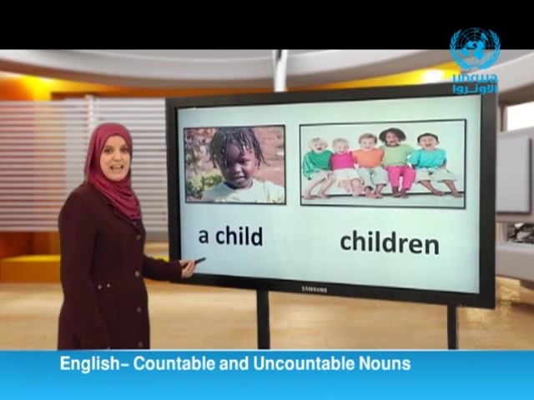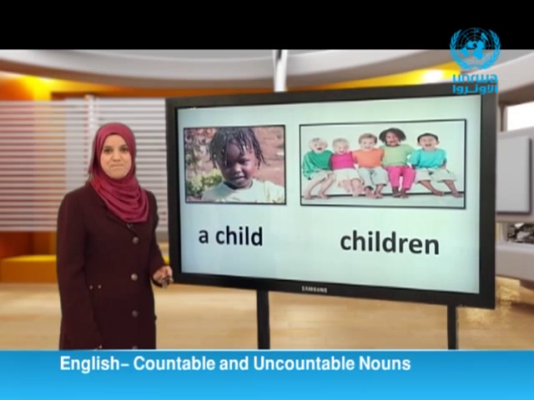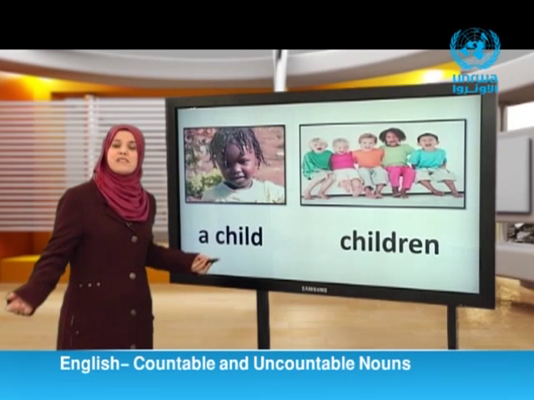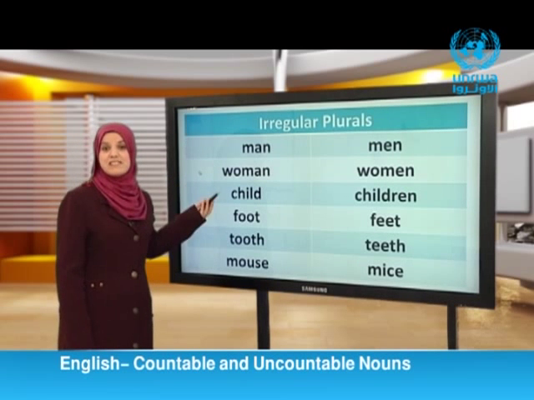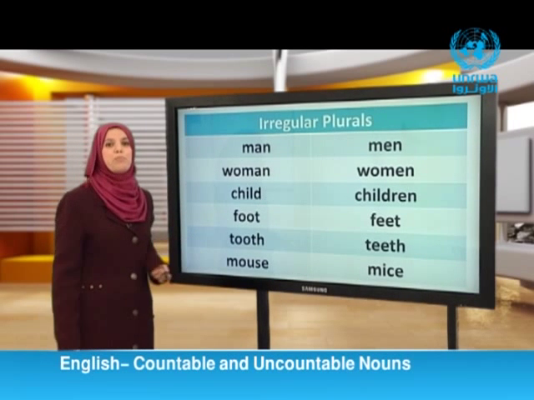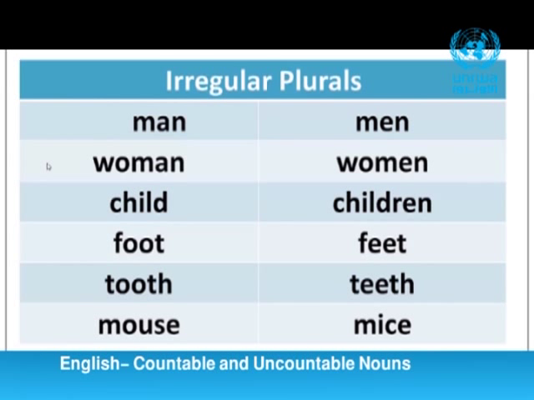This is a child, one child. The plural is children. So, some nouns have irregular plurals. Here is a list of some irregular plurals. Man, men, woman, women, child, children, foot, feet, tooth, teeth, mouse, mice.